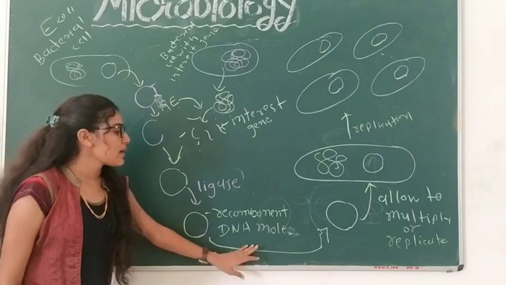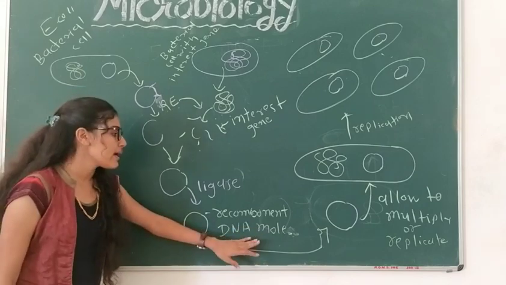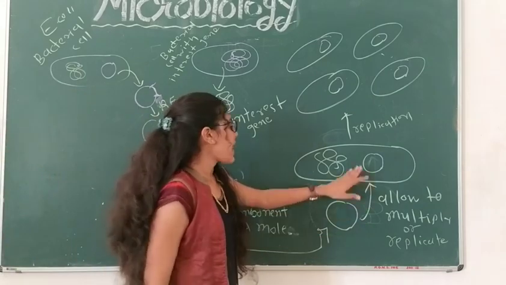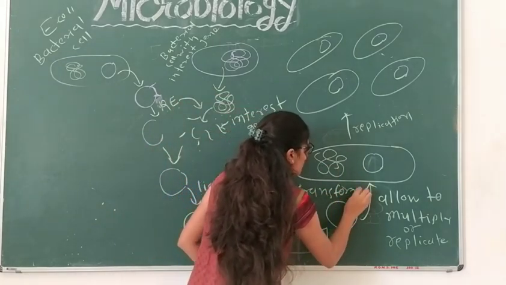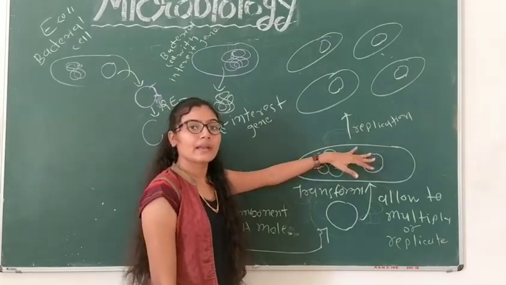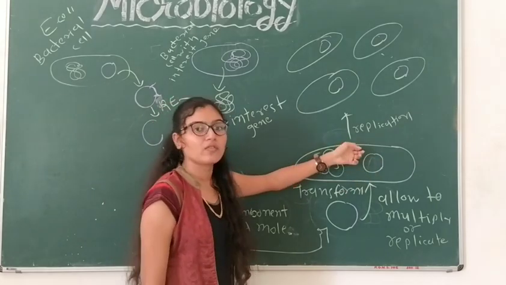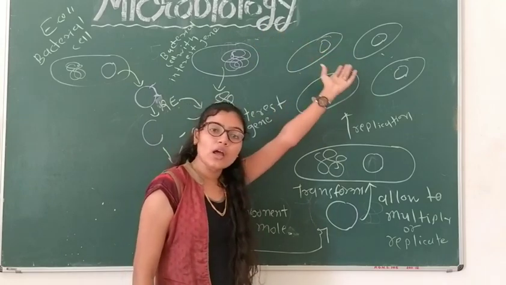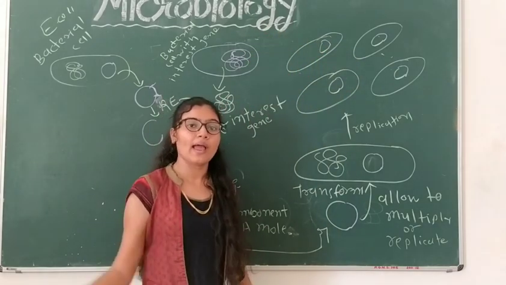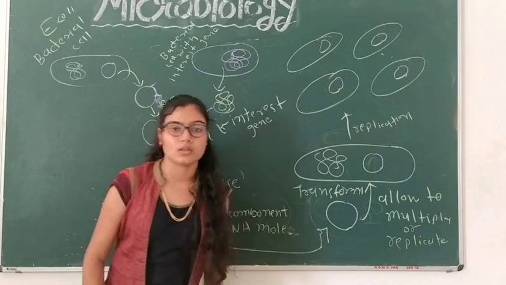Now that recombinant DNA molecules will be transformed into the host cell, the bacterial cell. After transformation it will replicate and form many copies. Then isolate our product. After isolation it will be purified and then it will be used.